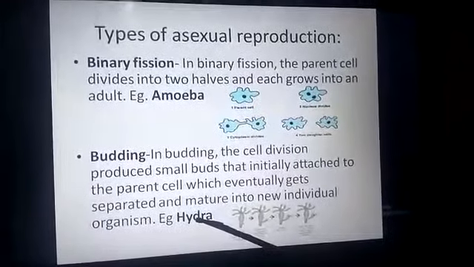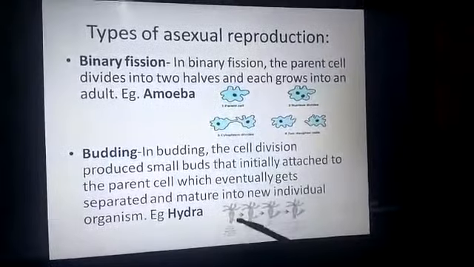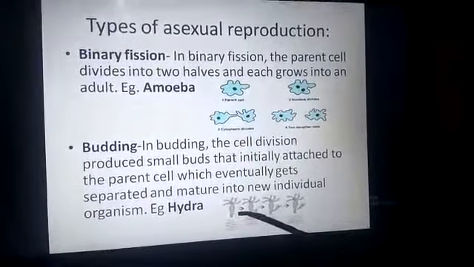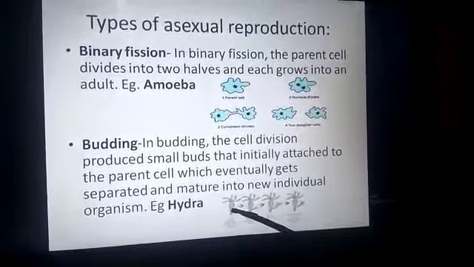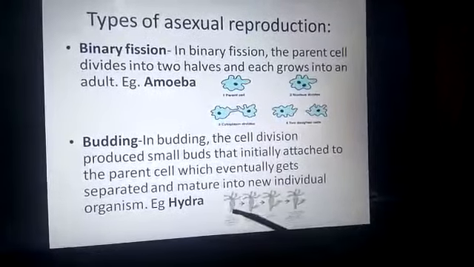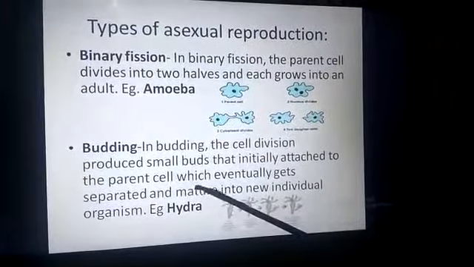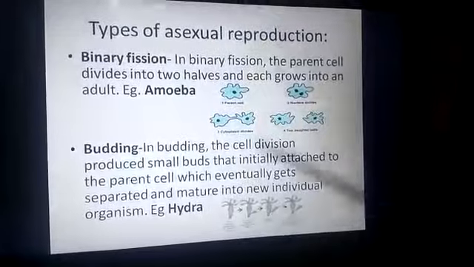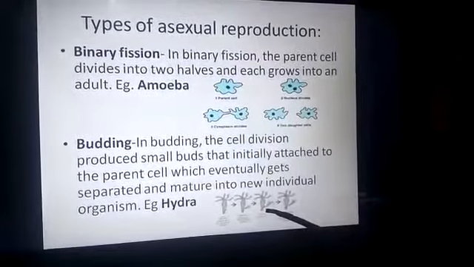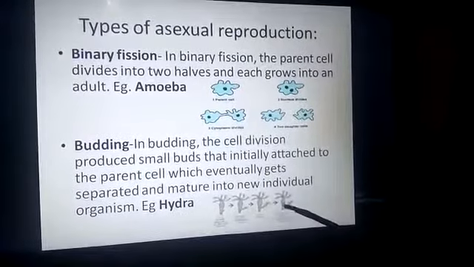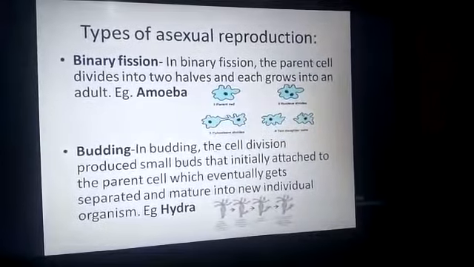Example is Hydra. In Hydra, a bud or an outgrowth will appear on the body of the parent, and this bud will continue to attach to the parent, okay, and later on it will become free or separated from the parent's body and finally grow into a new individual Hydra.